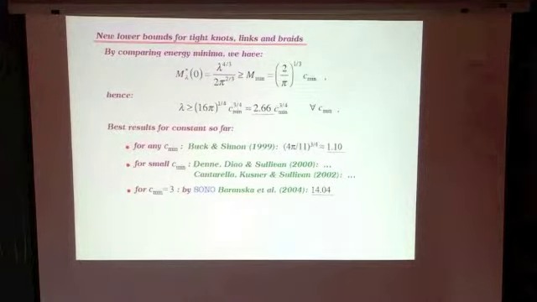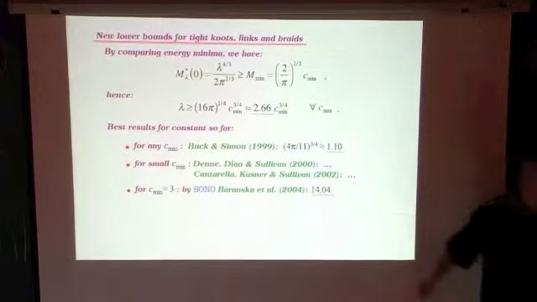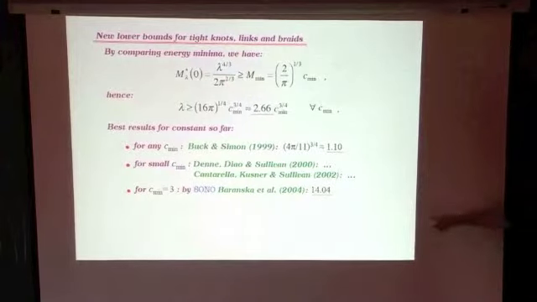These so far, I don't know if you, Rob, may update me on this, but for any C min, this is 1.10, and for small C min, there are a number of results: Dan, Yao, Sullivan, Cantarella, Kastner, and Sullivan, etc. But for numerical check, this number is much higher.